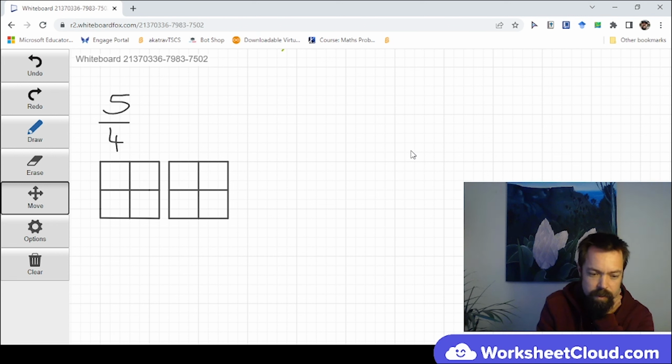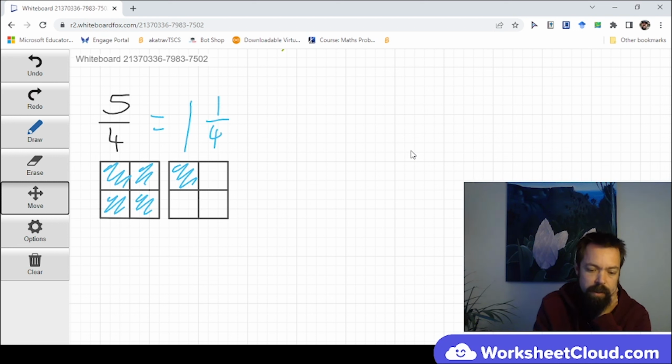Come on. There we go. All right, so I've got 1, 2, 3, 4, 5/4. So I could very comfortably say that's 1 and 1/4. And there we go. We've converted from the one to the other.